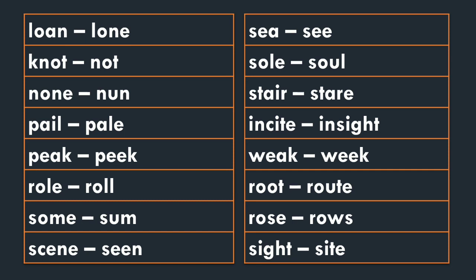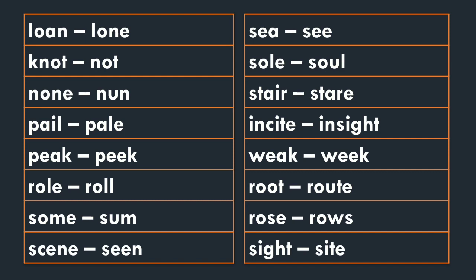Next is weak, W-E-A-K, and week, W-E-E-K. W-E-A-K, weak, means not having energy, vitality, strength, and W-E-E-K, week, is a period of 7 days from say Sunday to Saturday. Next is root, R-O-O-T. Root is that part of a plant that grows under the soil. Also root means cause of something. And route, R-O-U-T-E, means way, path, road, like that.